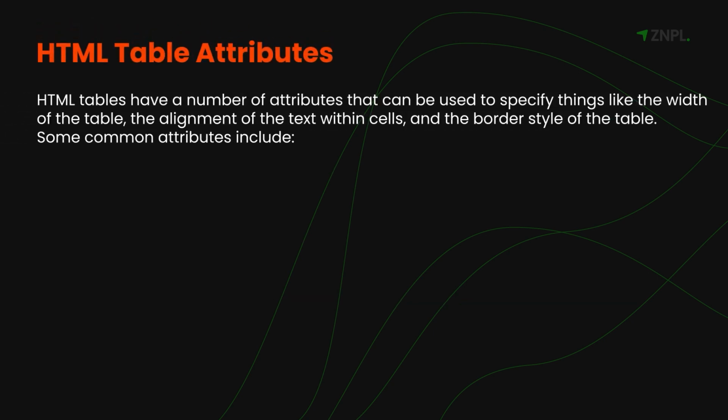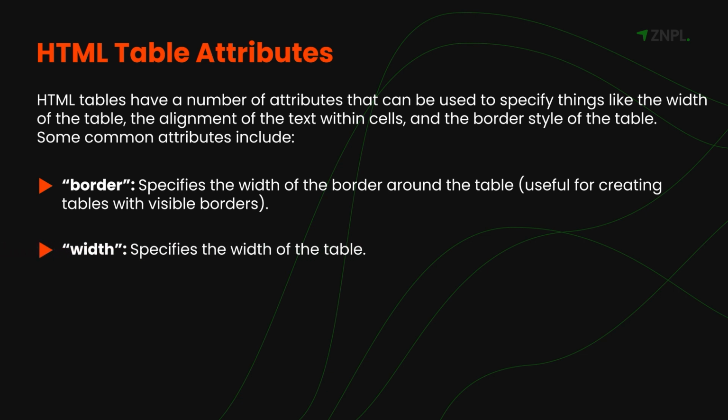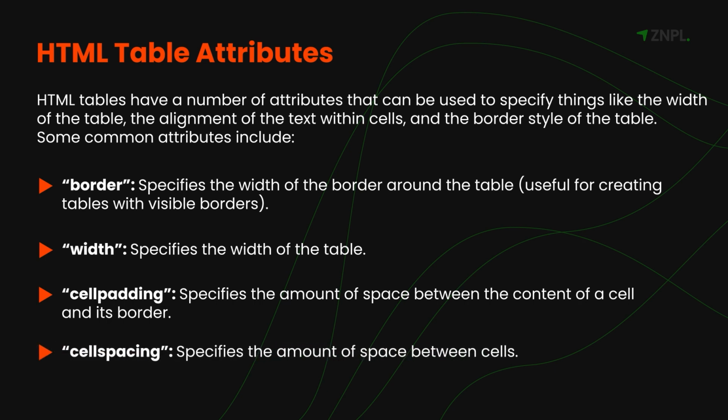HTML table attributes. HTML tables have a number of attributes that can be used to specify things like the width of the table, the alignment of the text within cells, and the border style of the table. Some common attributes include: border specifies the width of the border around the table, useful for creating tables with visible borders. Width specifies the width of the table.